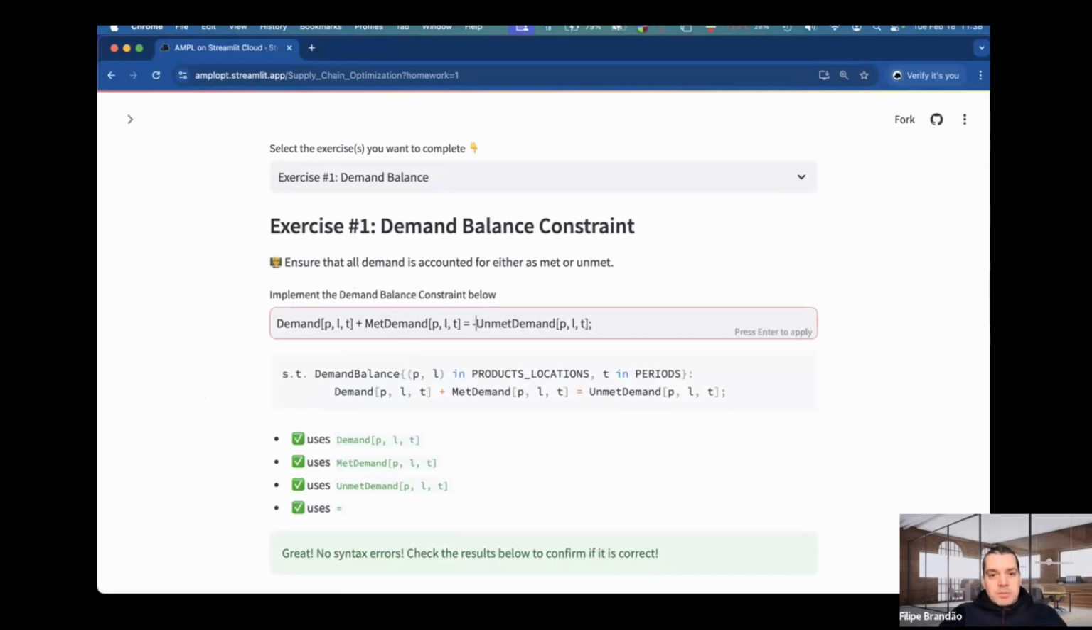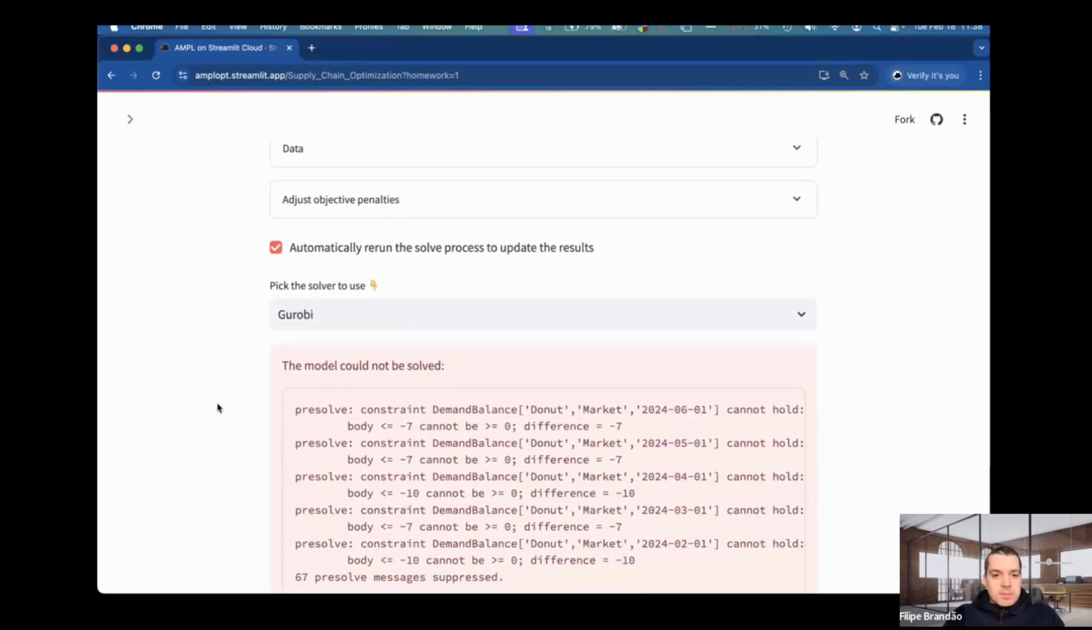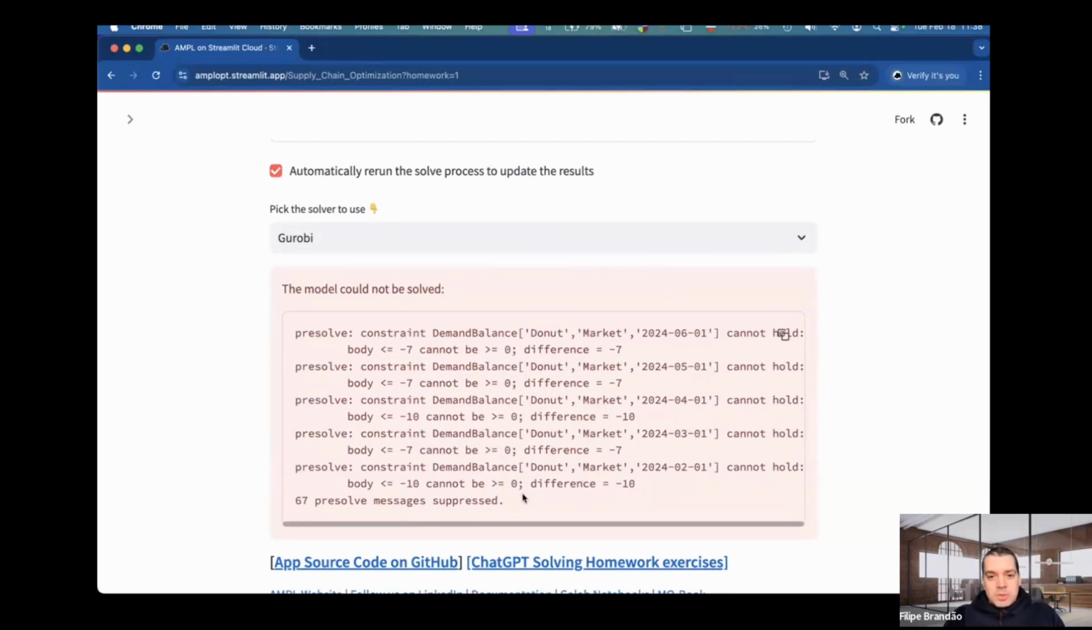But this could really be infeasible. Let's make it even worse. And now it is really infeasible. And here we don't even get into the solve, because before solving, AMPL runs the pre-solver and is going to identify that the body of the constraint needs to be less than or equal to -10, but the constraint needs to be greater or equal than 0. So it is clear that there is not going to be any solution. And we can see that the issue is happening for various demand balance constraints.